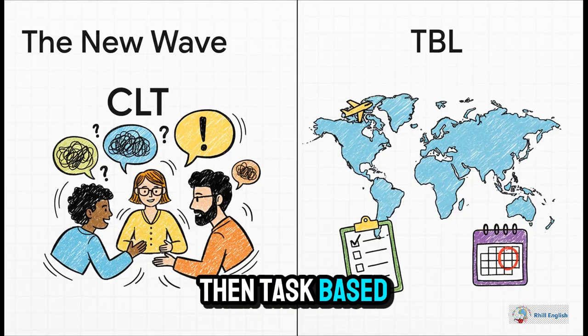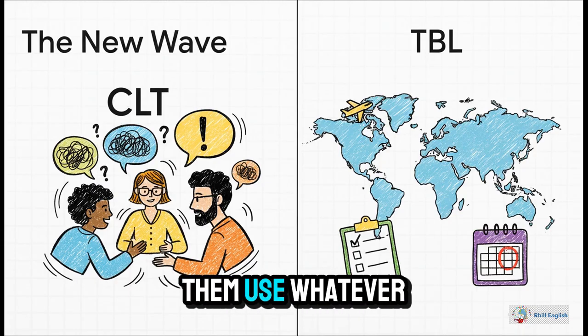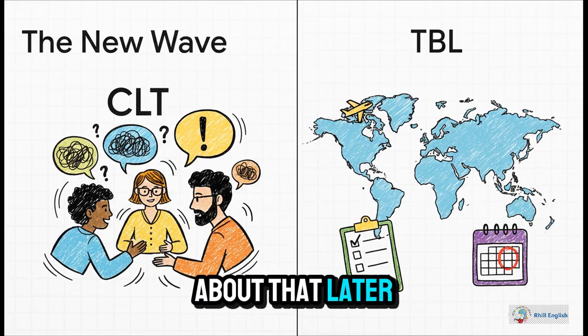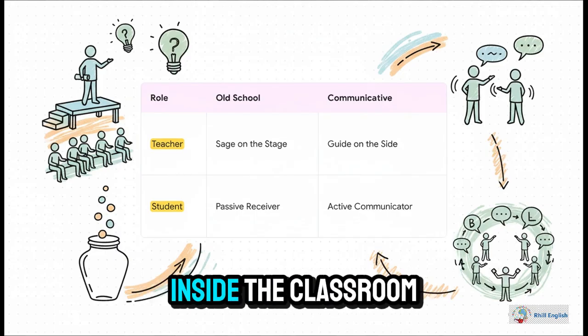Then, task-based learning, TBL, came along and just flipped the entire script. It said, let's give students a real-world task first, like planning a party, and just let them use whatever language they need to get it done. The grammar stuff, we can worry about that later. And as you can see, this led to a massive transformation inside the classroom.